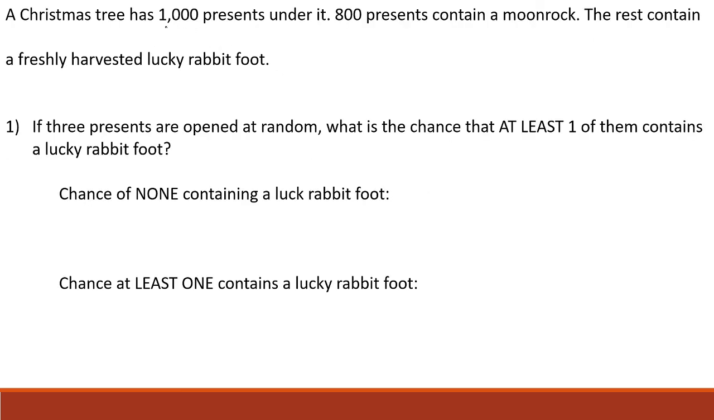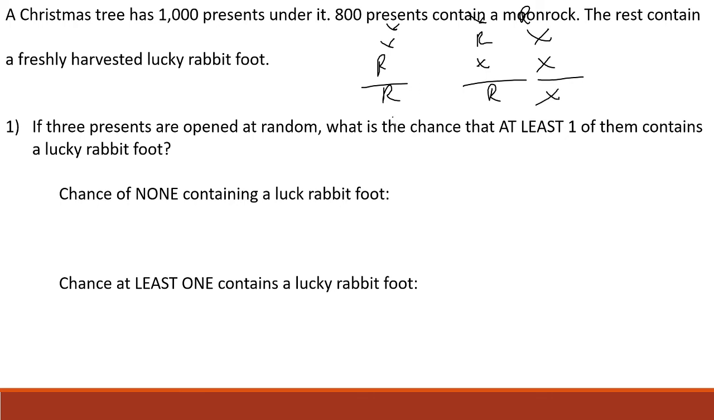So there's 1,000 presents under the tree. 800 presents contain a moon rock. The rest contain a rabbit foot. If 3 are opened at random, what's the chance that at least 1 contains a rabbit foot? Well, that's a problem because at least 1 means if I have 3 spots, I can have the rabbit foot here and then miss both of these. Or I can have the rabbit foot second, or I can have the rabbit foot last, or I can have the rabbit foot first and second, and then miss the third, because at least means I can have 1 or more.